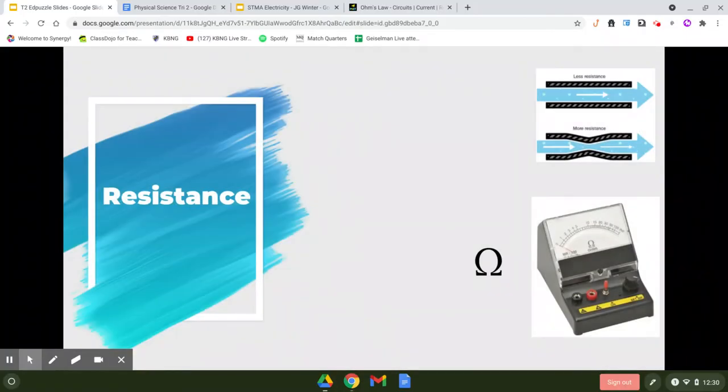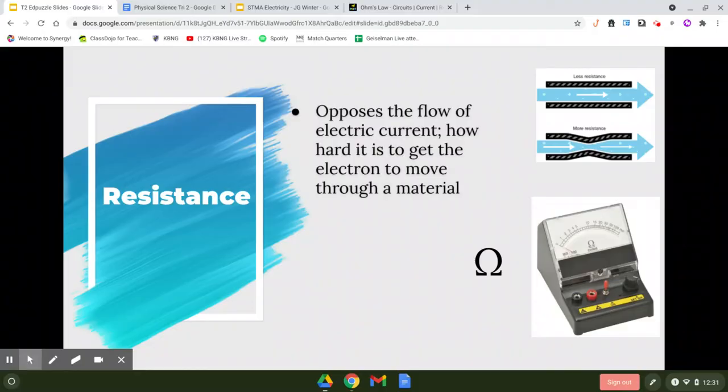Resistance then is the final piece of this. And resistance is the opposition to the flow of electrons or the flow of electricity. So it's how hard it is for an electron to move through a material. Materials with really high resistance, we often think of as insulators. Objects or materials with really low resistance, meaning they like to let electrons move, are often called conductors.